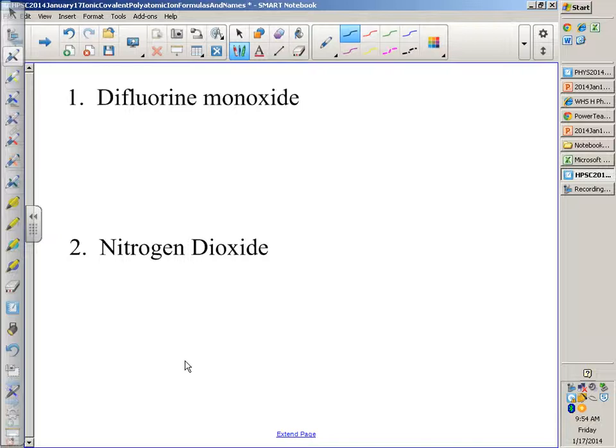Two more names. Write me the formulas for these compounds.